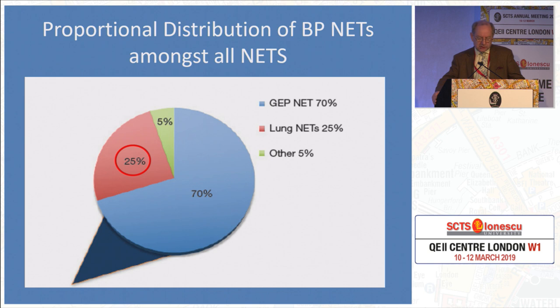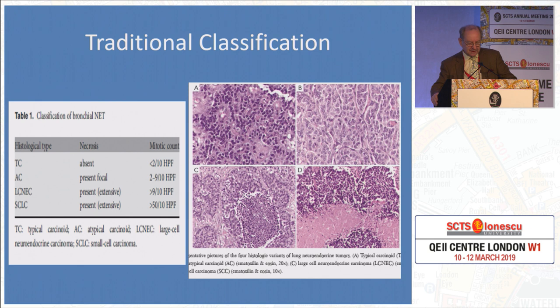Within neuroendocrine tumours, the figures do vary, but around 25% of all neuroendocrine tumours will occur in the lung. About 70% will occur in the gastroenteropancreatic tract, and about 5% are miscellaneous sites elsewhere. The traditional classification has been typical and atypical, and then the large cell neuroendocrine tumours, and I think we will see the small cell tumours are essentially being taken out.